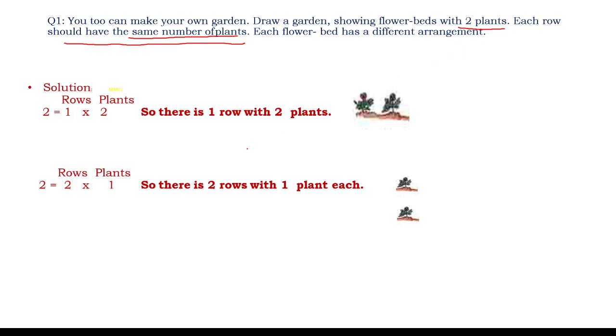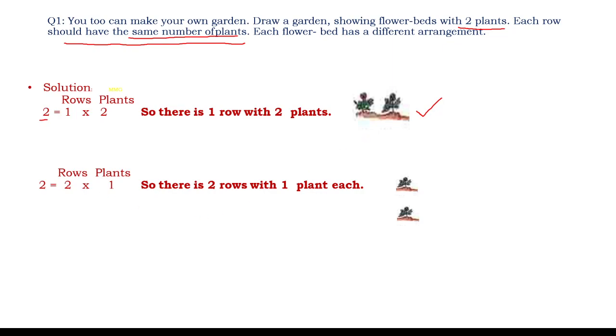So children, here I have written the answer. You can see here. First I have written rows and then plants. So because we have to draw a garden showing flower beds with 2 plants. So first what I have written here, I have written 2, then equals 1 times 2 equals 2. Okay, so there is one row with 2 plants. It means here you can see how many rows, only one row, and in one row we have 2 plants. Okay, we have planted 2 plants in one row.